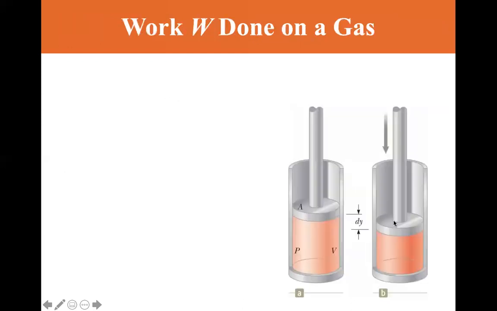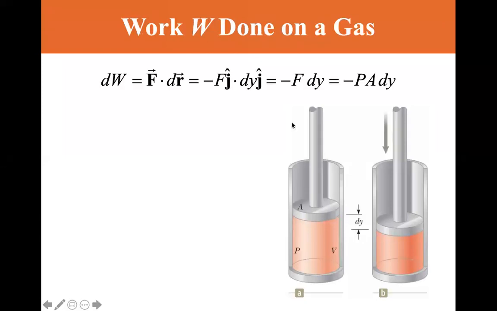Let's look at the work done on a gas. Here you have dW, a little bit of work, equal to F dot dr. It's a force times distance. That's what we know work as, force times distance. Well, it's a minus F, because it's being pushed on the gas. Fj minus Fj dotted with dyj. J dot J is equal to 1, so you end up with minus F dy.